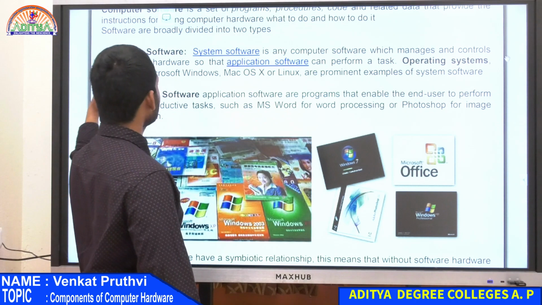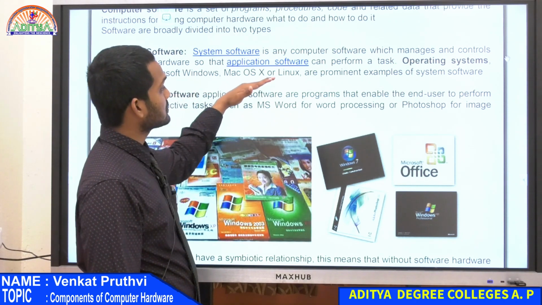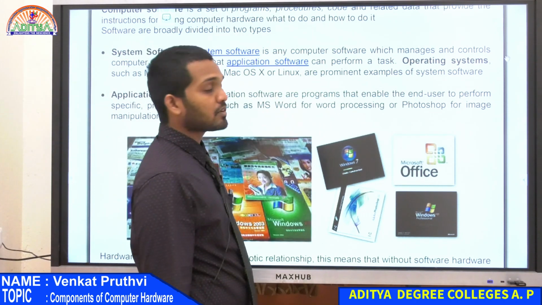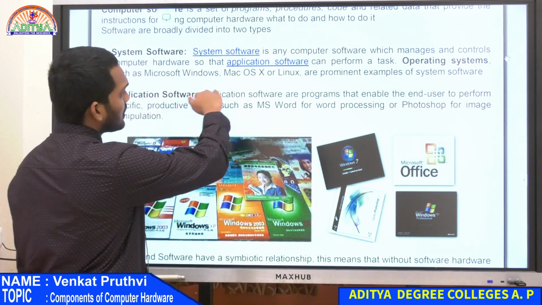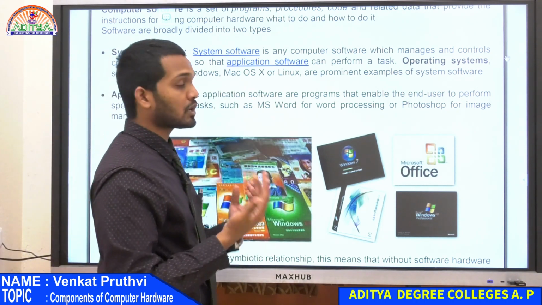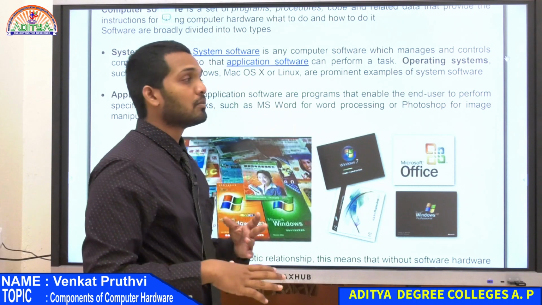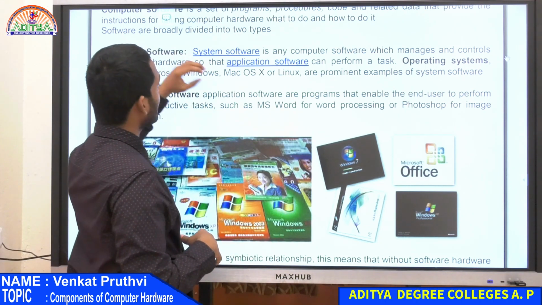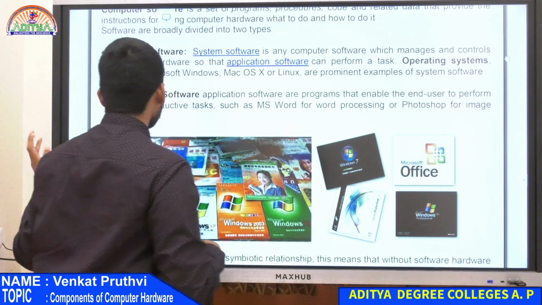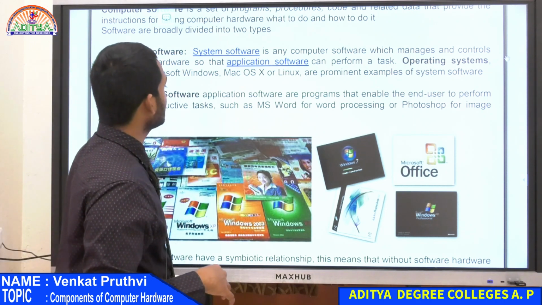Now operating systems such as Microsoft Windows, Mac OS X, or Linux are prominent examples of system software. So we all know what kind of system software we have, because we all have been using them, but maybe some of us don't know that they come under system software. Okay, and then application software.